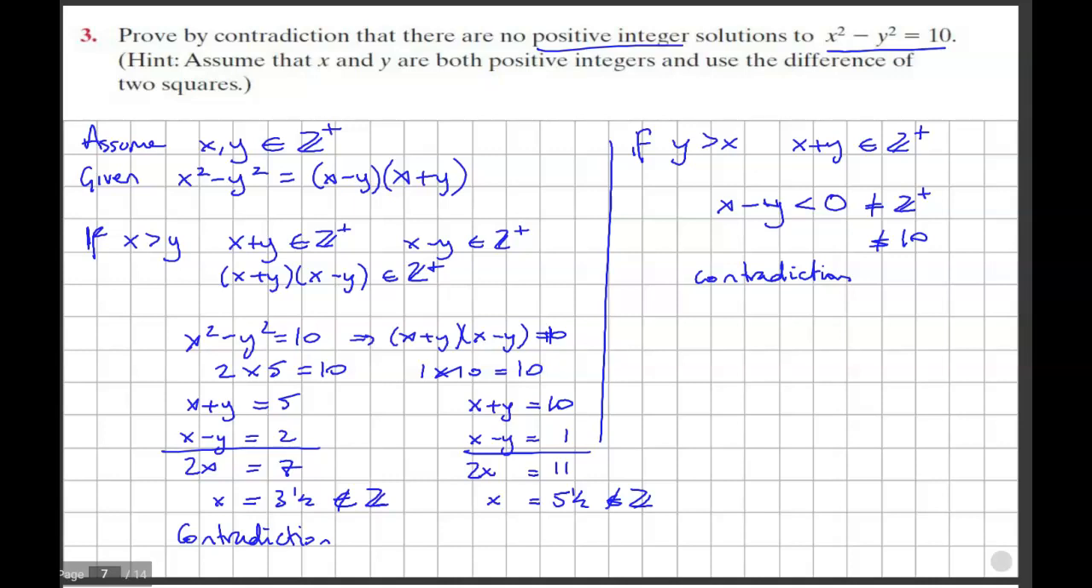Since I have these contradictions in both scenarios, using the original contradictory assumption that there were positive integers, I must therefore state that there are no positive integer solutions that would actually fit the equation x squared minus y squared is equal to 10.